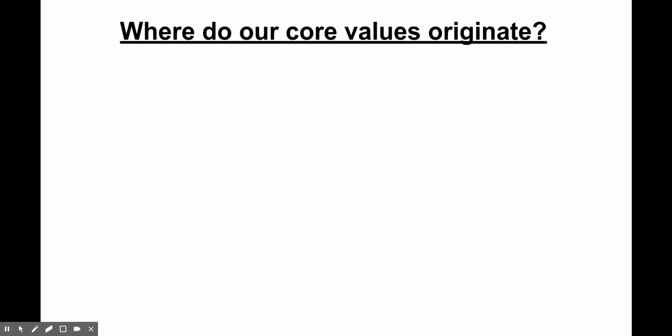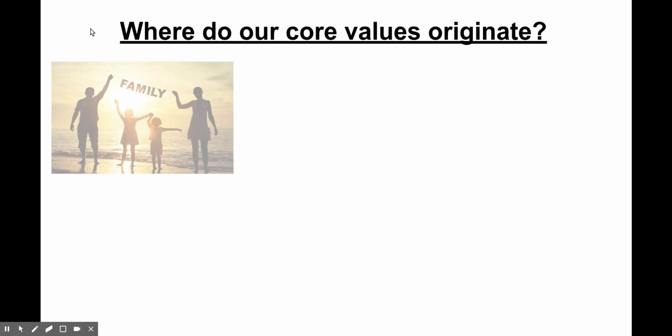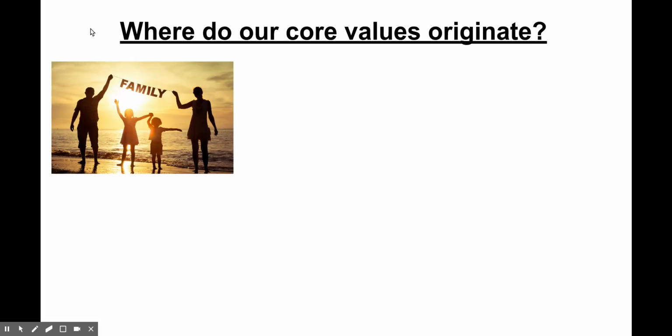Where do our core values originate, or where do they come from? Core values originate from 4 major areas: family, environment, worldview, and life experiences. I am going to describe each one of these in more detail, beginning with family. Oftentimes, our core values stem from our family. That is, how we were raised by our parents or our guardians.